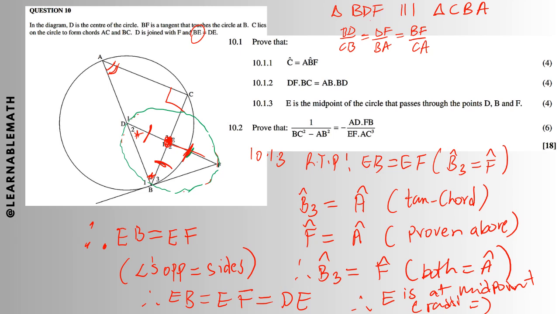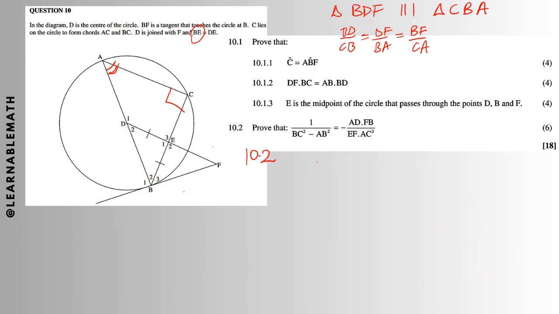Let's quickly go to 10.2, which is our main focus in this paper. It says prove that 1 over BC squared minus AB squared is equal to negative AB times FB divided by EF times AC exponent 3. All right, so you can see that this is quite a complicated equation, right? And you might be asking yourself, where do I start? How do I prove such kind of things, right?